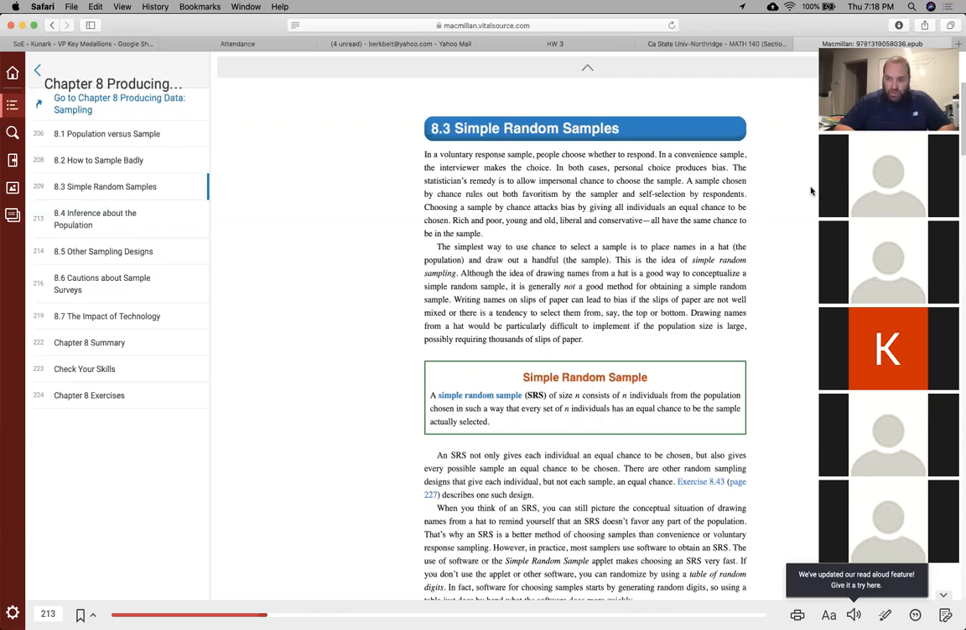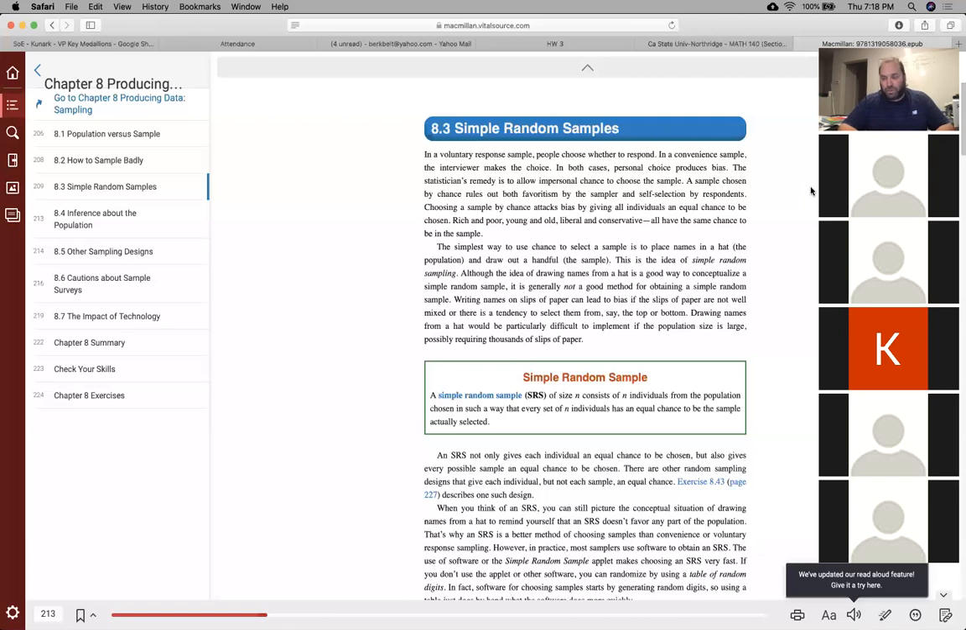Do you agree that any 2 people in the class are just as likely to be chosen as any other 2 people in the class? Yes. Then that makes it a simple random sample. But if I say, okay, I want 1 boy and 1 girl, or I want 1 good student and 1 bad student, or I want 1 this and 1 that, whatever the case may be, then I'm no longer considering the possibility that any 2 people are as equally likely as any other 2.